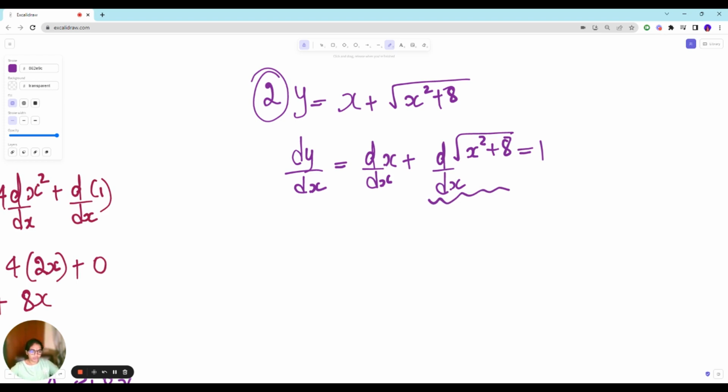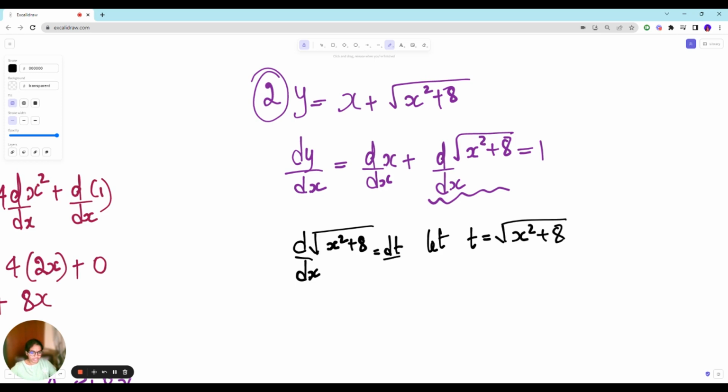Let me use the chain rule. Okay, what should I find? I need to find d by dx of square root of x square plus 8. First of all, let t be equal to x square plus 8. So I need to find dt by dx. Agree? I'm just replacing this as t. Now whatever is inside the root, I'll take it as u.